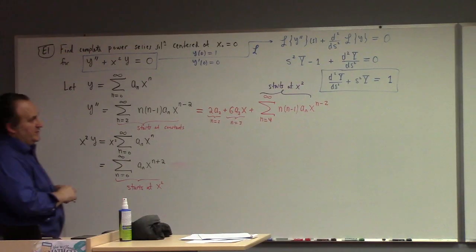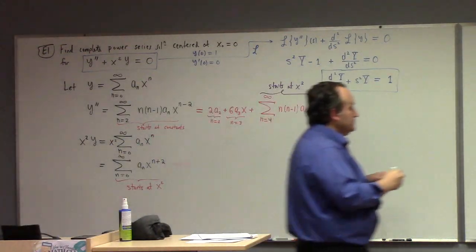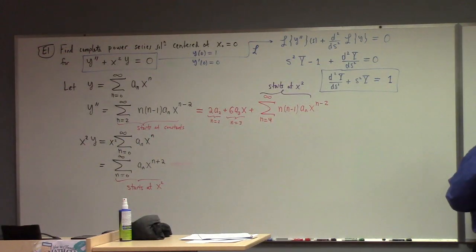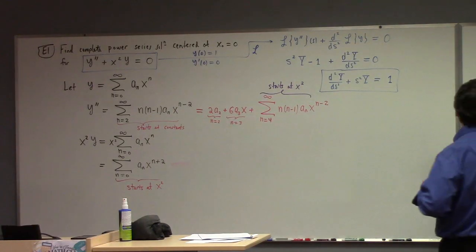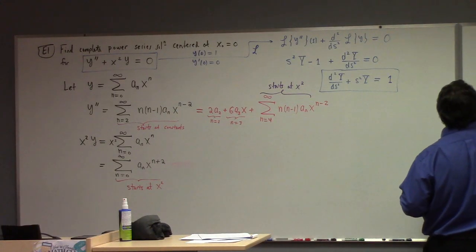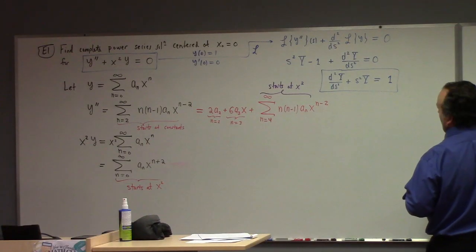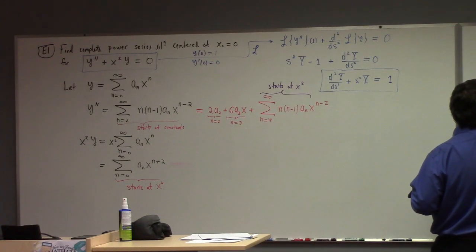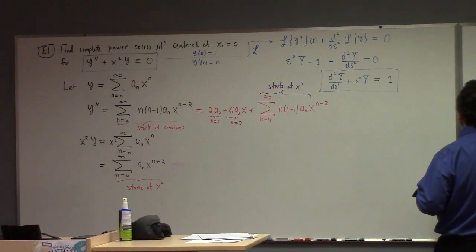All right, so let me try to put things together over here. What we got, if I plug things in, I've got y prime prime plus x squared y equals 0. So I've got these exceptional terms that I'll stick out front: 2a2, plus 6a3x, plus something.